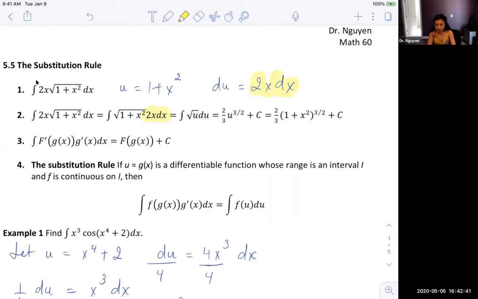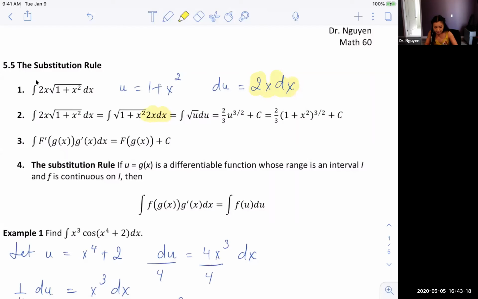Now you see that the first part, the square root of 1 plus x squared, that part is u. And then du is 2x dx. So that's why we need to introduce u, so we can make the problem simpler and then proceed with the antiderivative right there. And when you're done, you put it back into the original expression, 1 plus x squared. So that's called the substitution rule.